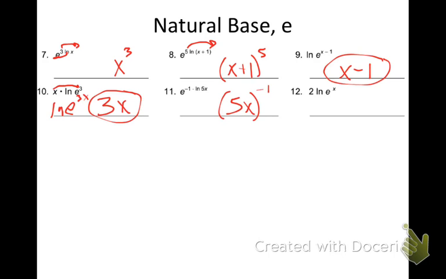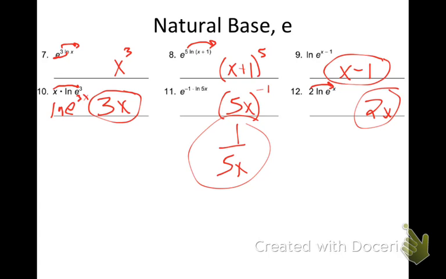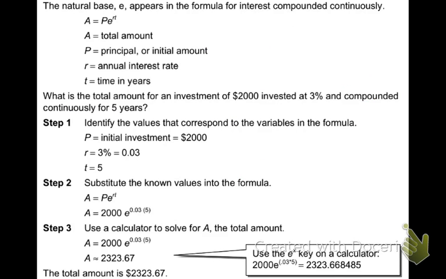11, Mono, what do you think about 11? Of x negative 1. How else could I write that? 1 over 5x would be the same way. Nice job. And 12, what do you think about 12, Melody? It is 2x. Number 12 is just like number 10. Your exponent comes back up here where the x is, so it's 2x. Nice work.